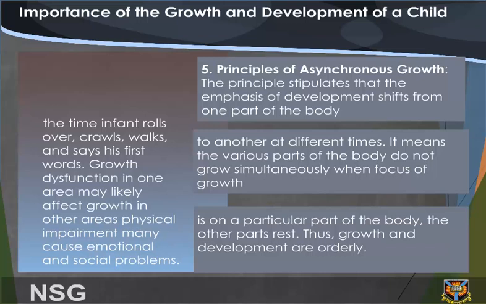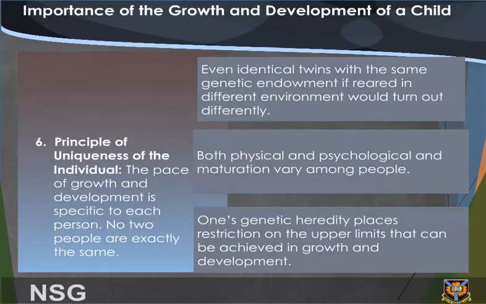One focus of growth is on a particular part of the body, the other part rests. Thus, growth and development are orderly. 6. Principle of uniqueness of the individual. The pace of growth and development is specific to each person. No two people are exactly the same.